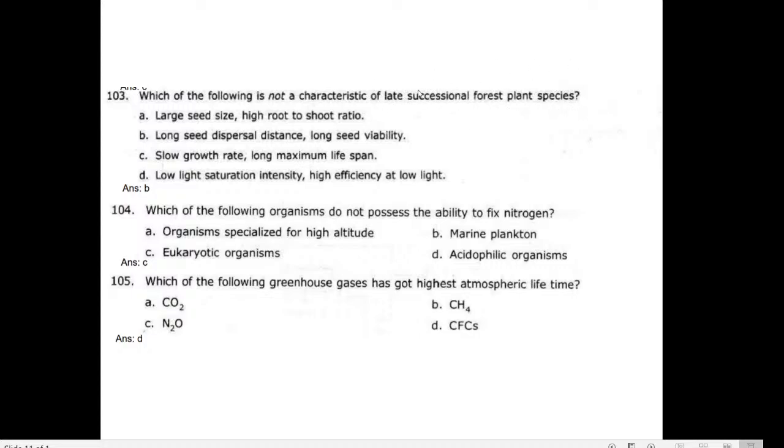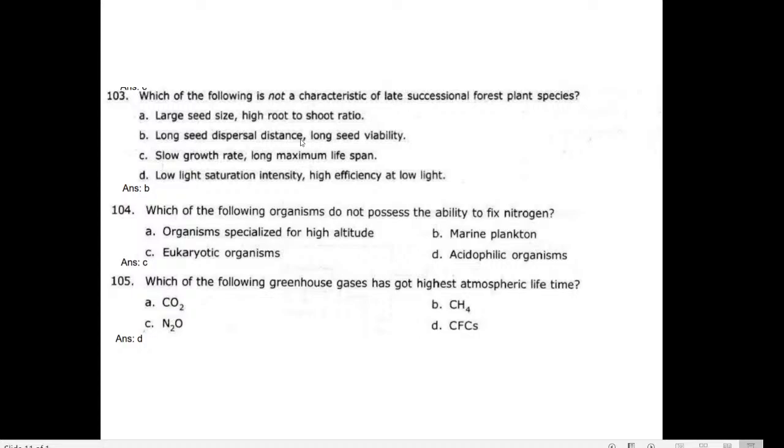Previously we have studied what the early succession is. The next thing is the late succession. Long seed dispersal distance and long seed viability are not characters of the late succession.